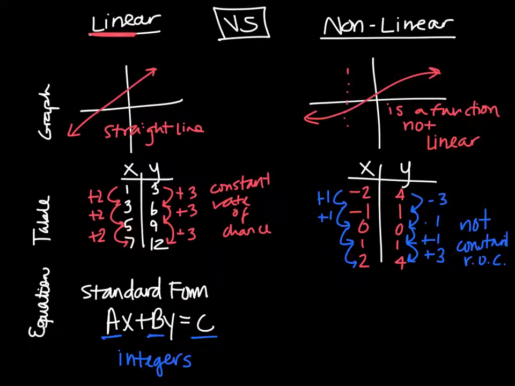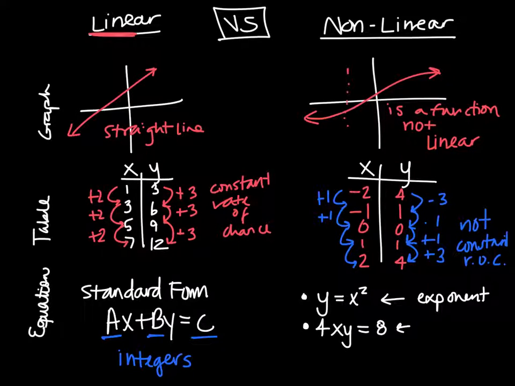This is standard form. Nonlinear equations, there's a few different things that can make it nonlinear. The first thing is if you have any point where you have exponents. So like y equals x squared is nonlinear because of the exponents. Exponents are when you are multiplying something by itself. So another issue is if you're multiplying variables. So if you have like 4xy equals 8, that's also not linear because you're multiplying variables.